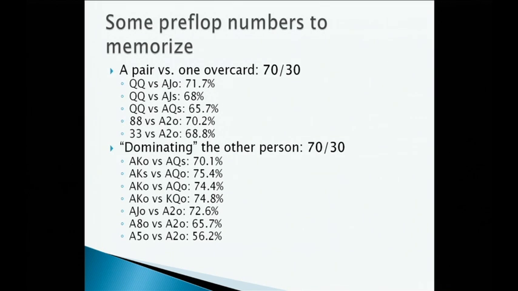Okay, so ace king off against ace queen suited, pretty good situation to get in poker. You're 70%. If you're suited and they're not, then you're 75%. If neither of you are suited, it's 74%. Ace king off versus king queen off, you're actually a bit better.